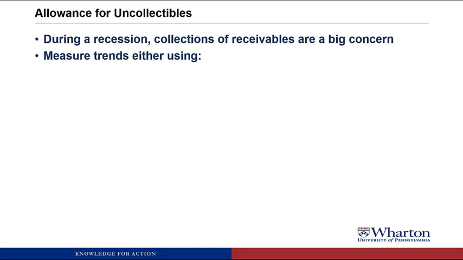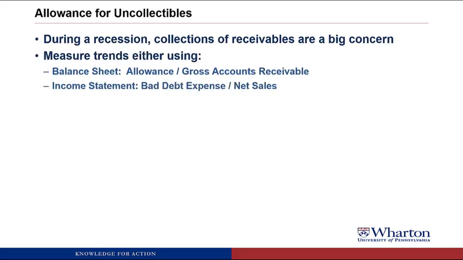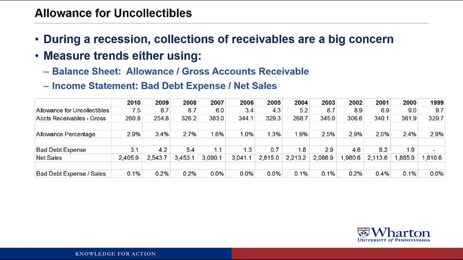We can try to measure the trends using either balance sheet numbers, so we'll divide the allowance by gross accounts receivable, or income statement numbers. We can use bad debt divided by net sales to get a sense for any kind of trends. So this is information that I pulled from page 109 of the Vulcan 10K. I'm not going to pull that up, but you can go look at that at your leisure. So I have the allowance for uncollectibles, accounts receivable gross. Remember, I had to take the net number on the balance sheet, add the allowance to get the gross accounts receivable.